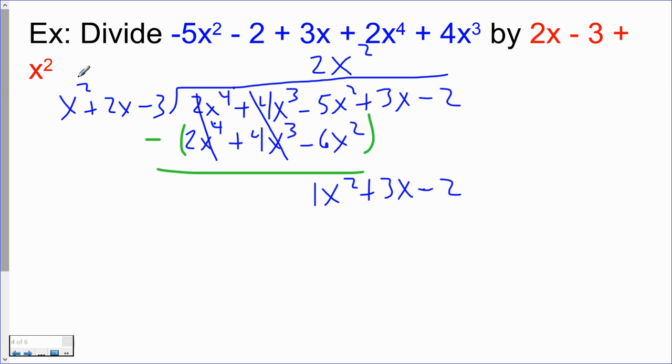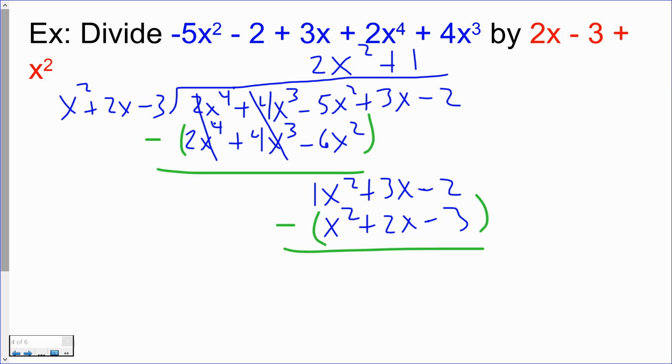I'm going to keep on going, so do it one more time. So something times x squared equals x squared. Well, that would just be a 1. So 1 times x squared is a 1x squared. Then 1 times 2x is a 2x. And then 1 times a negative 3 will give you a negative 3. And then minus, and then start simplifying. So x squared minus x squared cancels. 3x minus 2x, that's a 1x. And then negative 2 minus a negative 3, that's really like a negative 2 plus 3. That'll give you a plus 1.